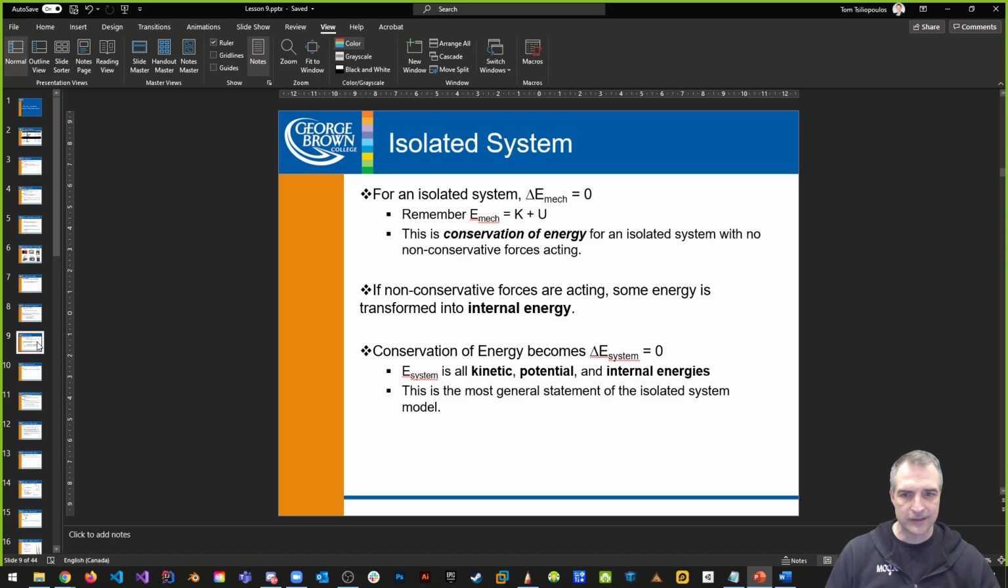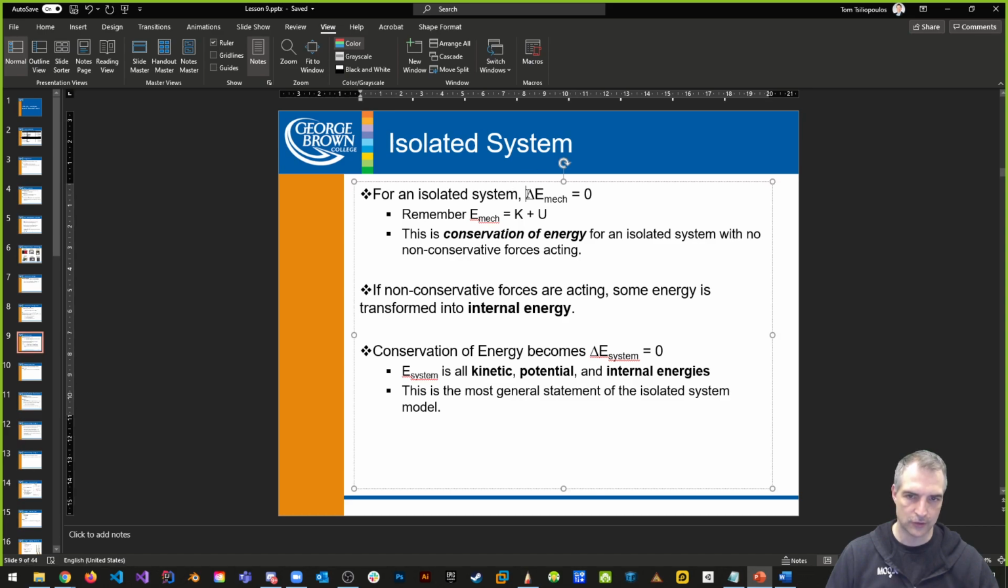When we talk about an isolated system, what we say is the change in the mechanical energy of a system is always zero for an isolated system. Notice what I said: the change, delta, of energy. What type of energy? Mechanical energy. This is how we read it. The change of mechanical energy of a system is always zero, and mechanical energy is the total kinetic energy plus the total potential energy.